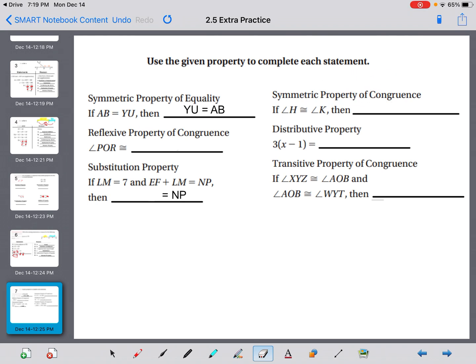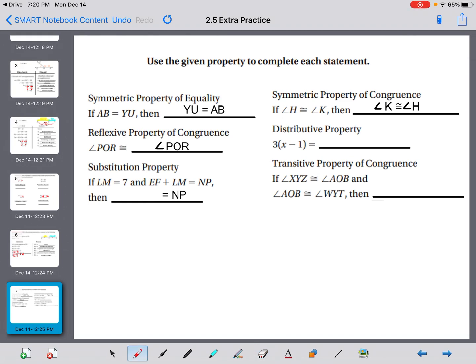Symmetric property of congruence, same thing. We're going to flip it over. If angle H is congruent to angle K, then angle K is congruent to angle H. Reflexive property of congruence. Reflexive means that the original equals itself. So angle POR is congruent to angle POR.